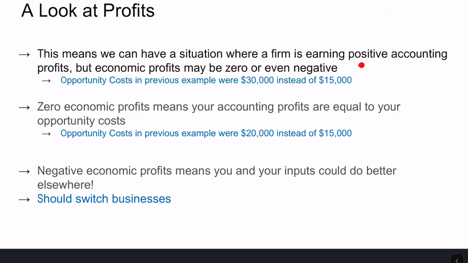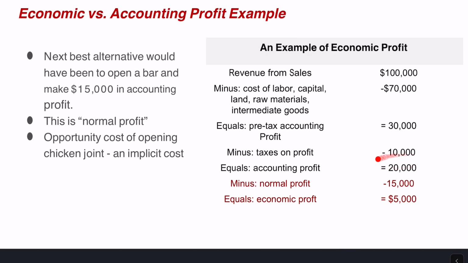So we can have a situation where a firm is earning positive economic profits, but economic profits may be zero or even negative. Zero economic profits means your accounting profits are equal to your opportunity costs. So this would occur if the opportunity costs in the previous example were $20,000 instead of $15,000. So our accounting profit was 20, our next best alternative was also giving us 20, and so our economic profit would be zero. That doesn't mean that you're doing a bad job. It doesn't mean that you should get out of this business. It just means that you're making the normal profit, nothing above what you'd expect over your next best alternative.